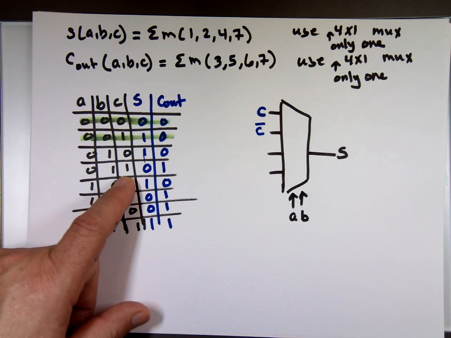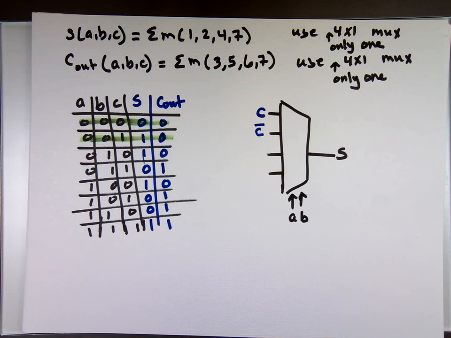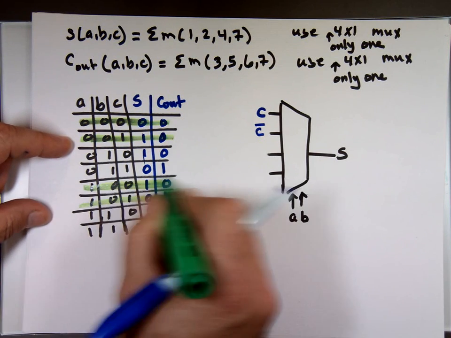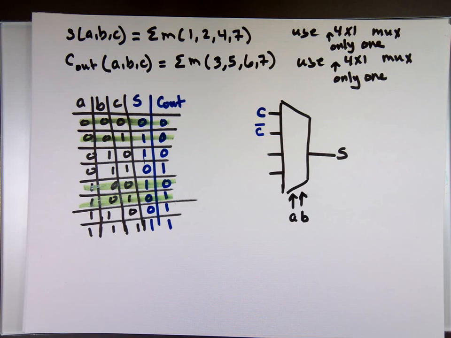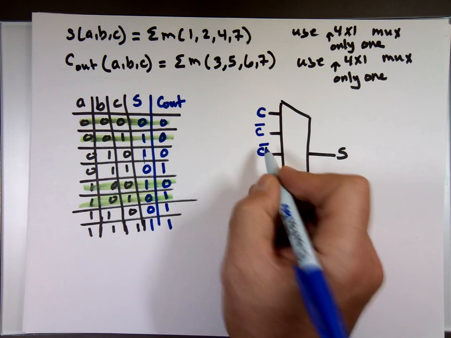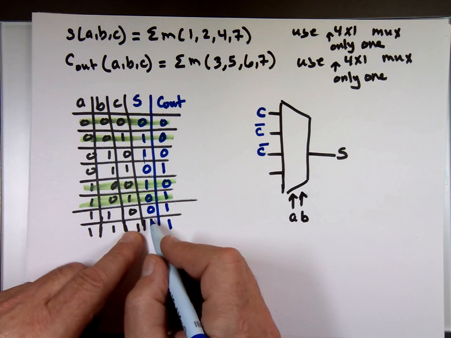Now let's look at the next group, these two. Same thing, you can see it's C naught again: 1, 0, 0, 1. Yep, that's C naught. And the last one is what? C.